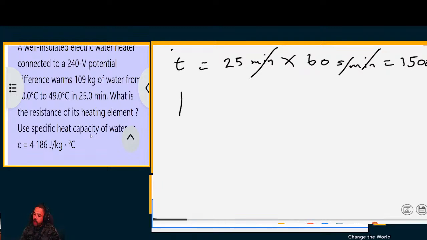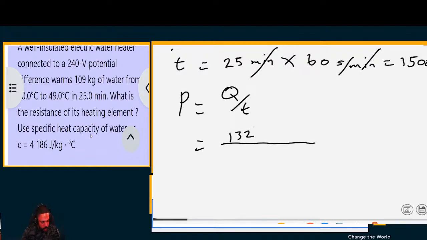Now we can calculate the power. Power is equal to the amount of energy produced by the heating element divided by the time over which it produced this amount of energy. The energy we've already written down as 132,499,994 joules. This is the amount of energy produced by this heating coil over a period of 1,500 seconds. And a joule per second is what? A joule per second is a watt, and it's a unit of power.